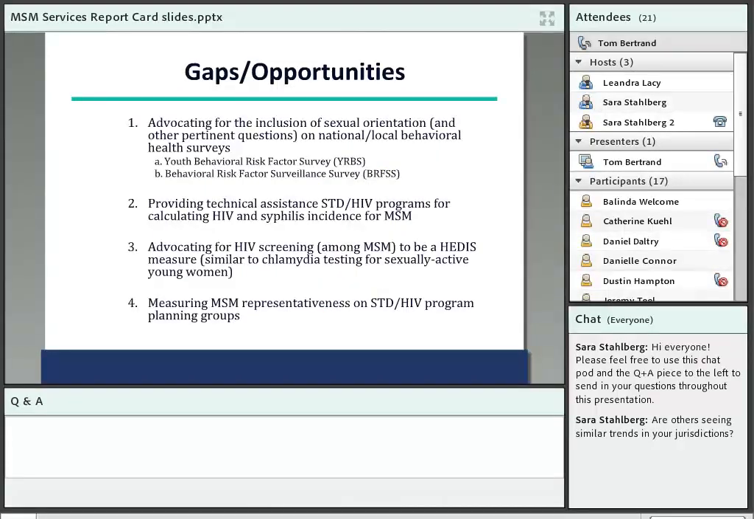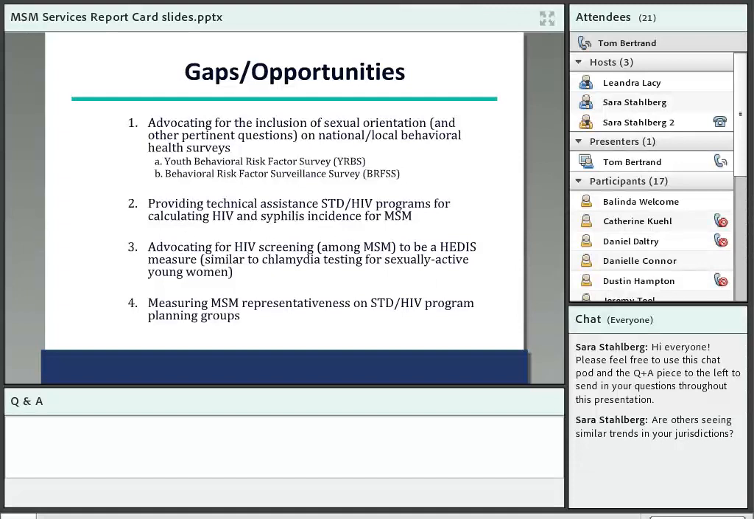So some of the gaps and opportunities, which were in the works for the past year or two, that we had identified for how to move the needle forward: advocating for the inclusion of sexual orientation on national and local behavioral health surveys, including the YRBS, as well as the BRFSS. One interesting point about the YRBS, the Youth Risk Behavior Survey, when I've worked with the CDC on this, they actually give an incentive to states if they include sexual orientation on their YRBS, and still participation by states to include that is limited. And so I think that's ironic in many ways.